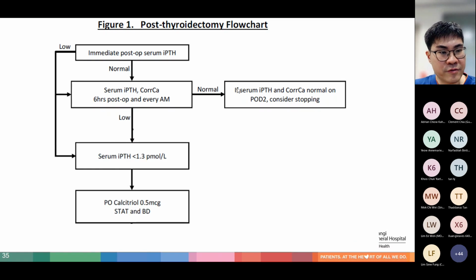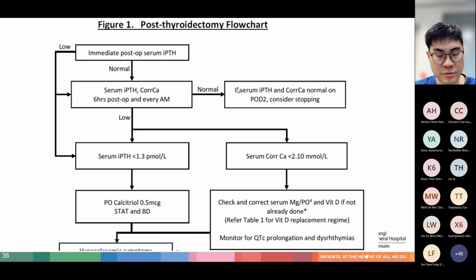But what if the immediate post-op PTH is low? Yes, we still need to monitor the bloods because they are more likely to develop hypocalcemia. Then we have the recommended dosage of what we usually use, which is calcitriol, a stat dose and of course the regular dose. Moving on, if they do develop hypocalcemia, what do we do?